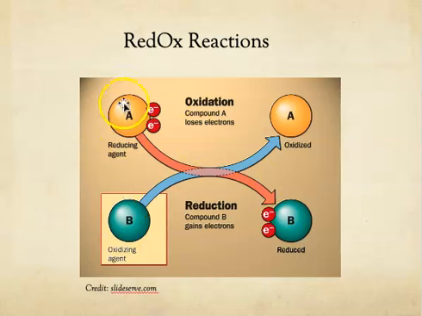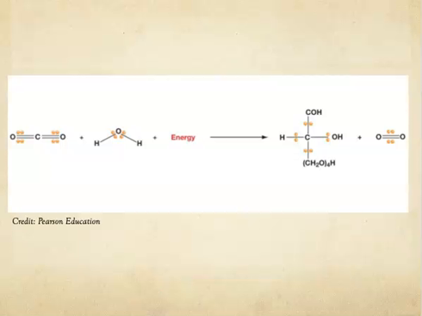Now, A and B could also just be atoms. We could see an atom undergoing a relative loss of electrons, and another atom experiencing a relative gain of electrons. That's the more common thing going on in a living cell, this partial oxidation and this partial reduction.